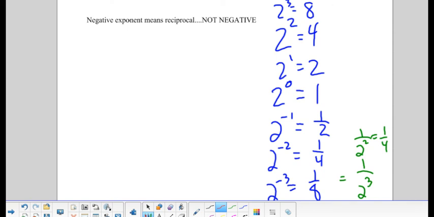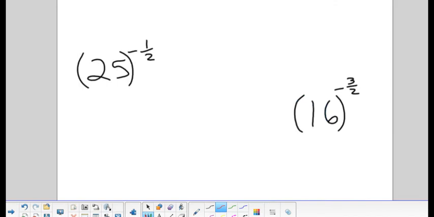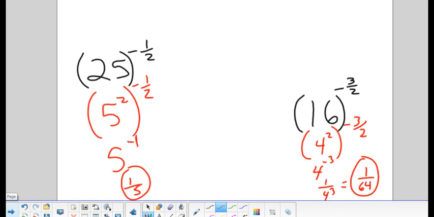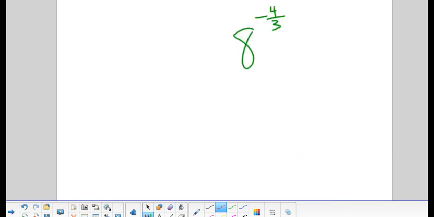This is a similar chart that we saw in chapter 4. I want you to do these last couple of examples and come back when you have answers. All right, so 1/5 and 1/64. Again, negative exponent, I know it's going to be a reciprocal deal there. Last one, this is going to be 1 over 2 to the 4th, which is going to be 1/16.